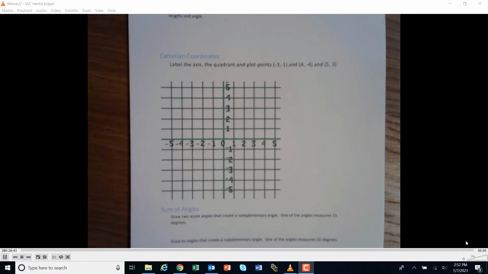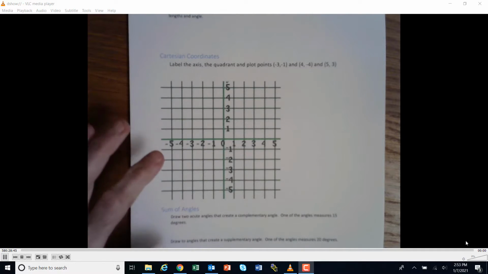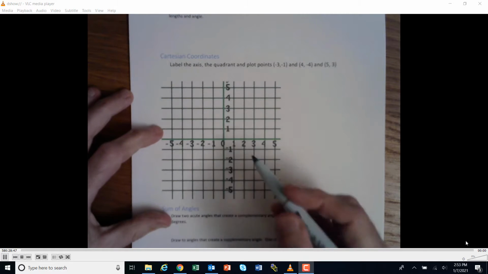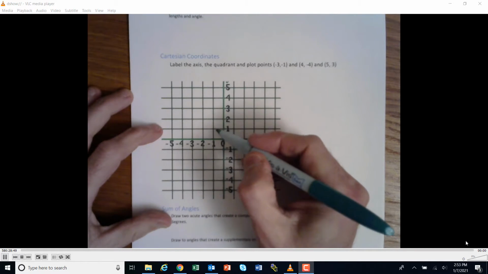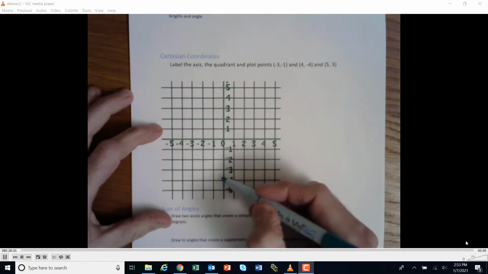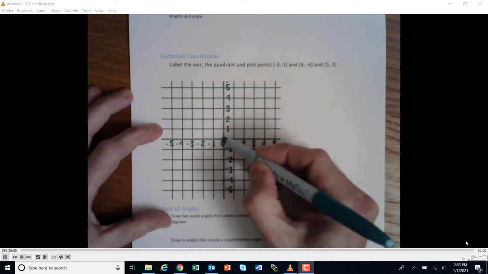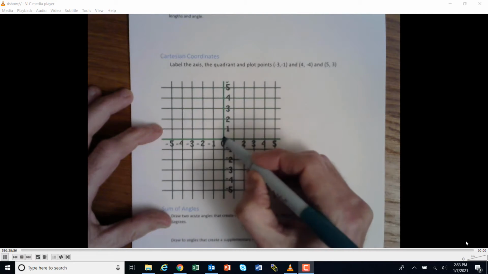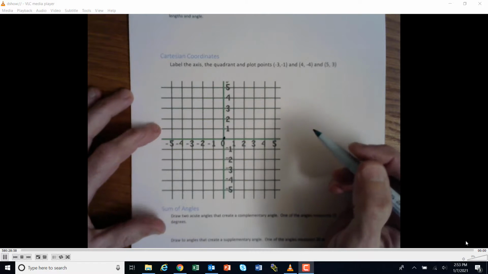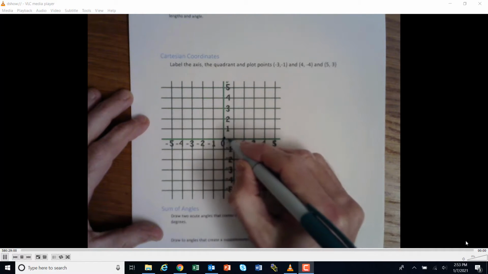Let's take a look at the Cartesian coordinate grid here. And so what we have is a grid with a horizontal and a vertical axis, okay? In the middle right here, this is my 0, 0 point, right there in the middle, okay? 0, 0.